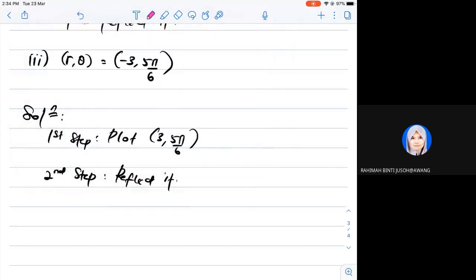So let us plot the positive 3, 5 pi over 6. Where is the location of 5 pi over 6, guys? Second quadrant, because this is equivalent to 150 degrees. So the first coordinate 3, 5 pi over 6 is located in the second quadrant. I just draw it dotted because this is not the answer. Okay, next step, we have to reflect. Second step is we have to reflect.